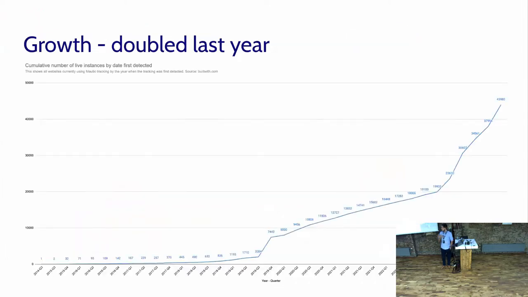What I'm most excited about is the growth. If you look at the growth, these are the detected instances. And what's special about this is that in the last year, Mautic actually doubled in number of installs in 1 year. It took 9 years to get to 20k installs, and then in 1 year it went all the way up to 40,000. I don't have an explanation for why this is. I have theories.